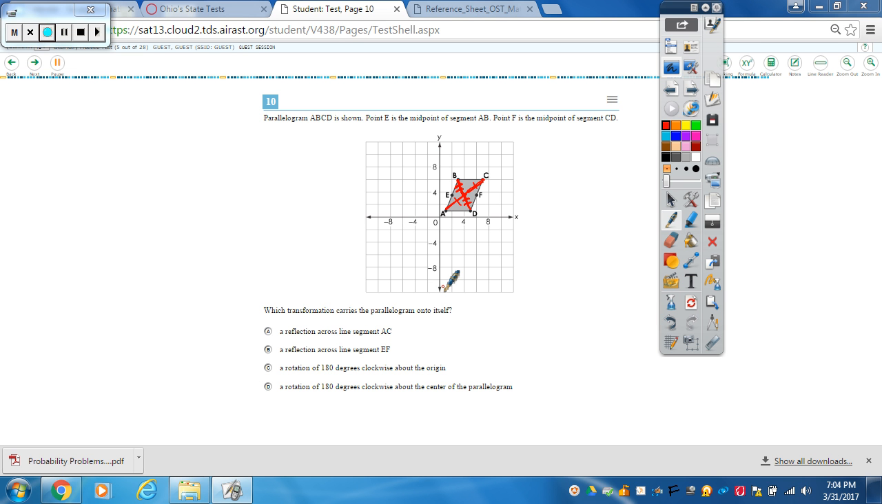Now it brings up an interesting reminder. Remember, the diagonals of a parallelogram bisect each other. And you see that here. These are congruent and those are congruent.